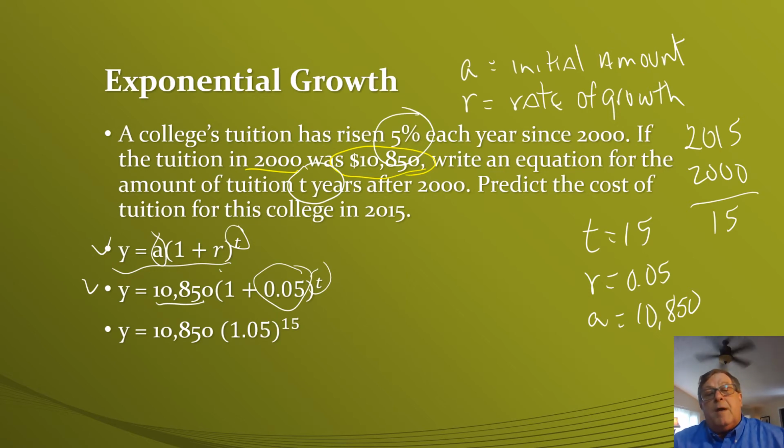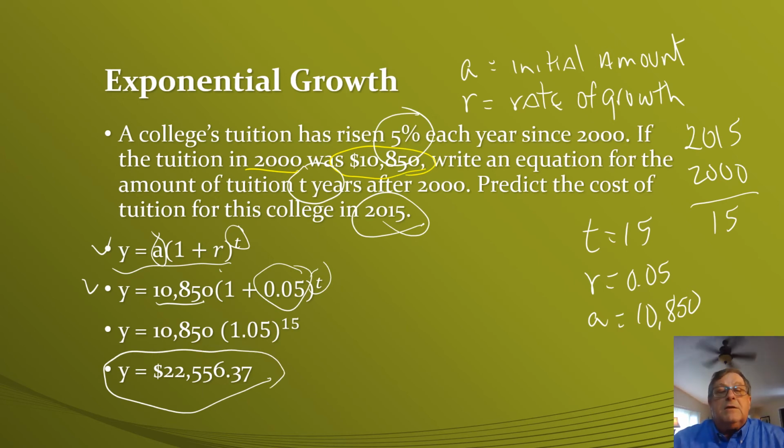What we're doing is making a prediction based on this initial amount of 10,850 with a 5% annual increase in tuition. What is it going to be 15 years after the year 2000? Well, based on our prediction, the tuition would cost $22,556.37. In other words, it's going to more than double. That's ridiculous. Exponential growth functions.